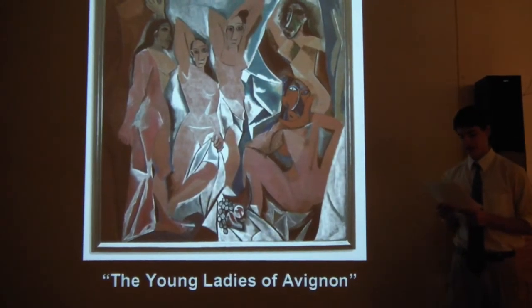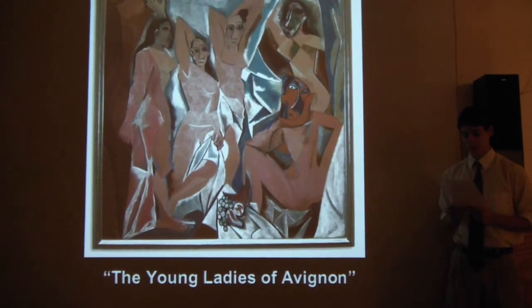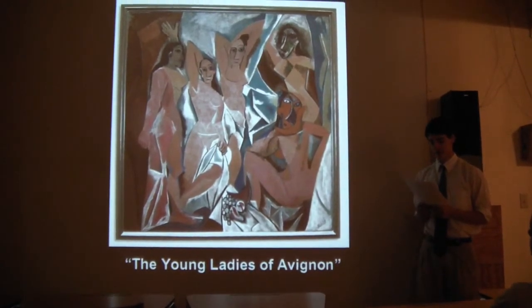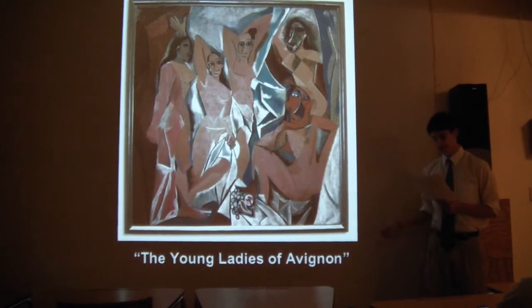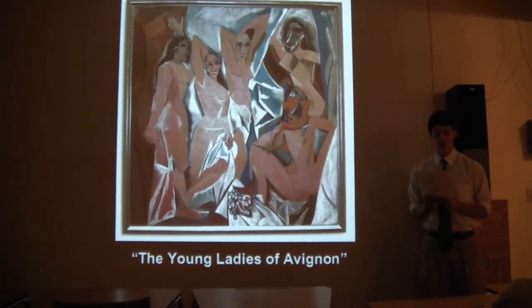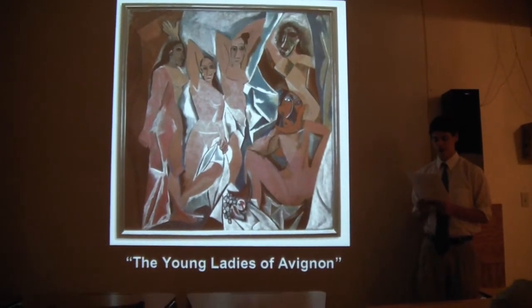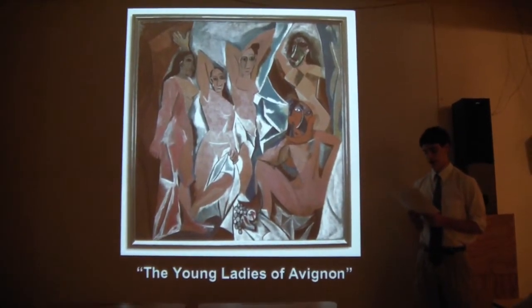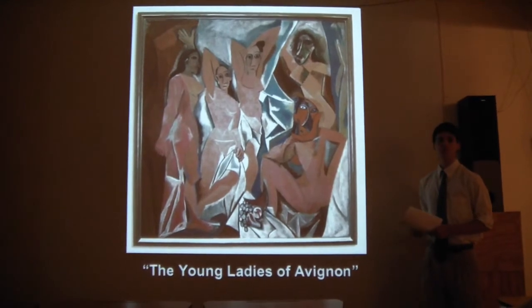The Young Ladies of Avignon, 1907. This was done before the Cubism period, but Picasso was influenced by African artifacts which were used in the transition into his analytical Cubism period. Here you see he uses different viewpoints, which become one of his main characteristics in Cubism.